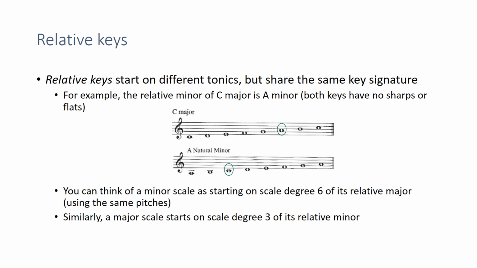And in the same way, a major scale would start on scale degree 3 of its relative minor. So if I have a minor scale and I go to scale degree 3, then I can find the relative major starting on scale degree 3. C, D, E, F, G, A, B would be the relative major of A natural minor. So if you followed that, that pattern will work for all major and minor keys. You can look at those scale degrees and see the relative major or minor from the scale.